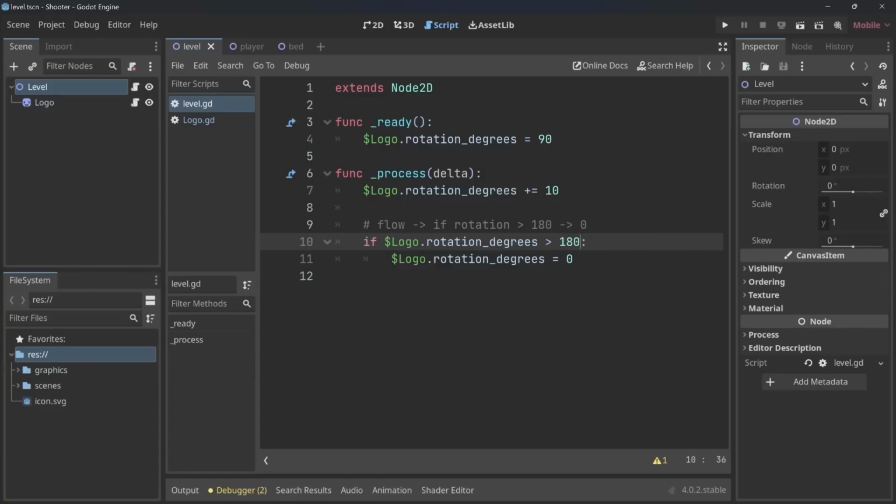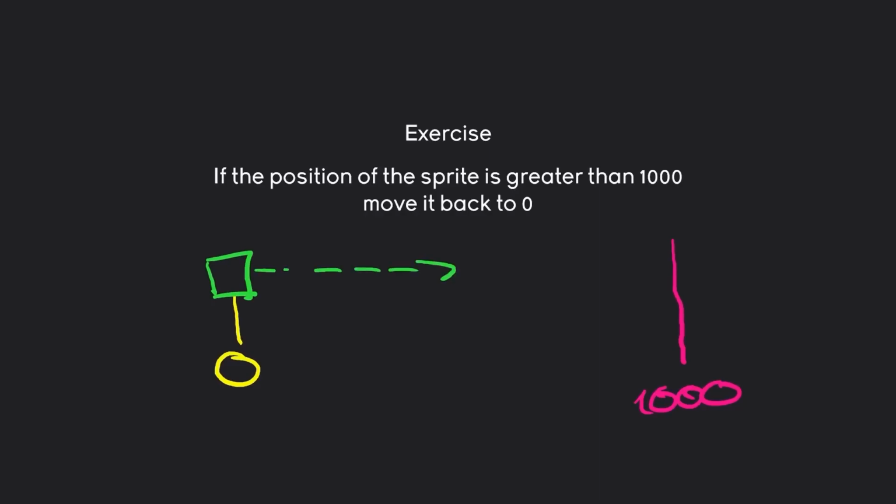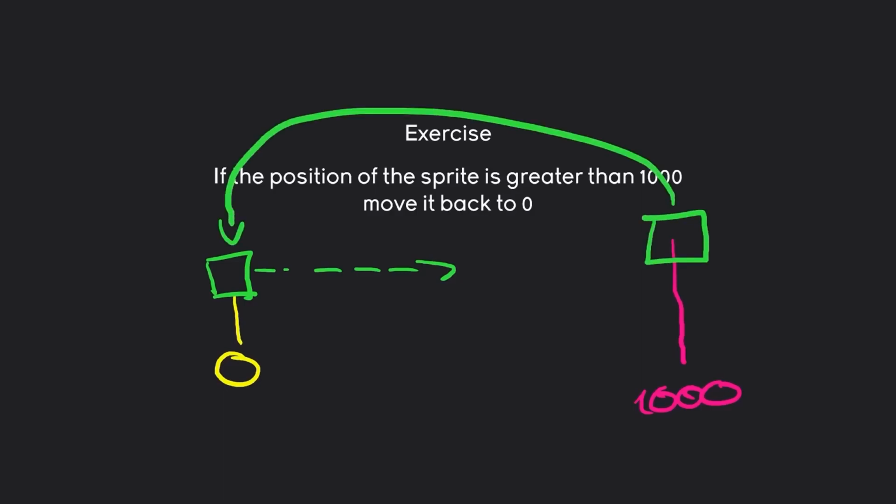And this is something I really want to practice. I want you guys to update the position of the sprite. If it is greater than 1000, move it back to 0. And I am purely talking about the horizontal axis. If this is our starting position, 0, we're going to add a line of 1000 pixels. The sprite is going to start on position 0 and continuously move to the right. Once it reaches the point 1000, I want you guys to move it back to the starting position. That way it doesn't move infinitely to the right. Also, all of this has to be on the level node. So now pause the video and try to implement this one.